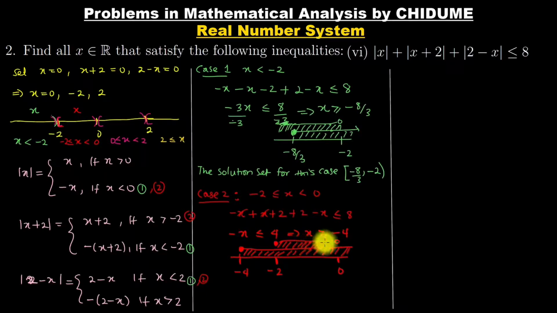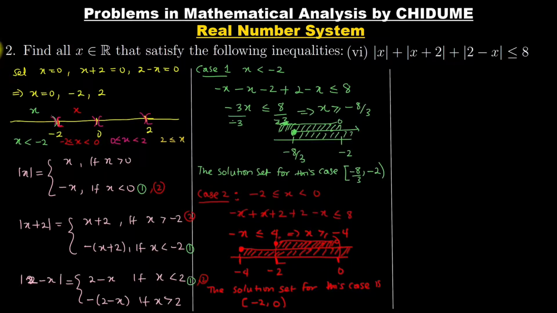So where do these two graphs intersect? These two graphs intersect each other at what? Closed at negative 2 and open at 0. So the solution set for this case is what? Negative 2 comma 0. So open at this end, because 0 is open at this end.